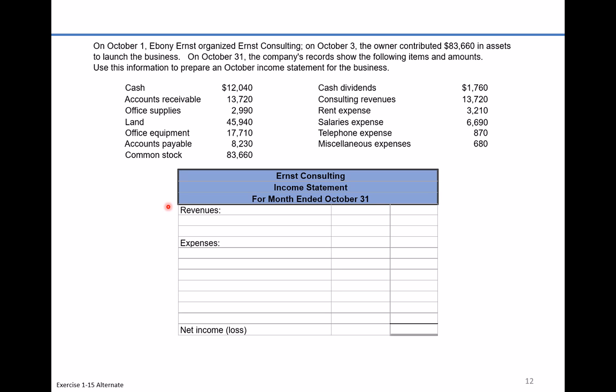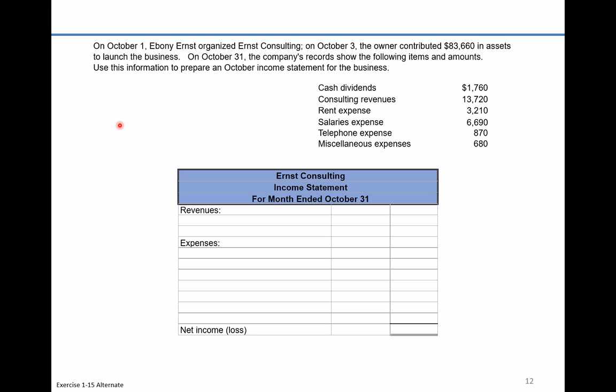Let's go back and look at our accounts and realize that we don't need all of these to put together the income statement. Several of these are items from the balance sheet, so we can get rid of those. We can start off by eliminating the items from the asset side of the balance sheet, get rid of the liability called accounts payable, get rid of the equity account common stock and cash dividends, which will appear later in the statement of retained earnings. And what's left are really the accounts that we need to put together the income statement.